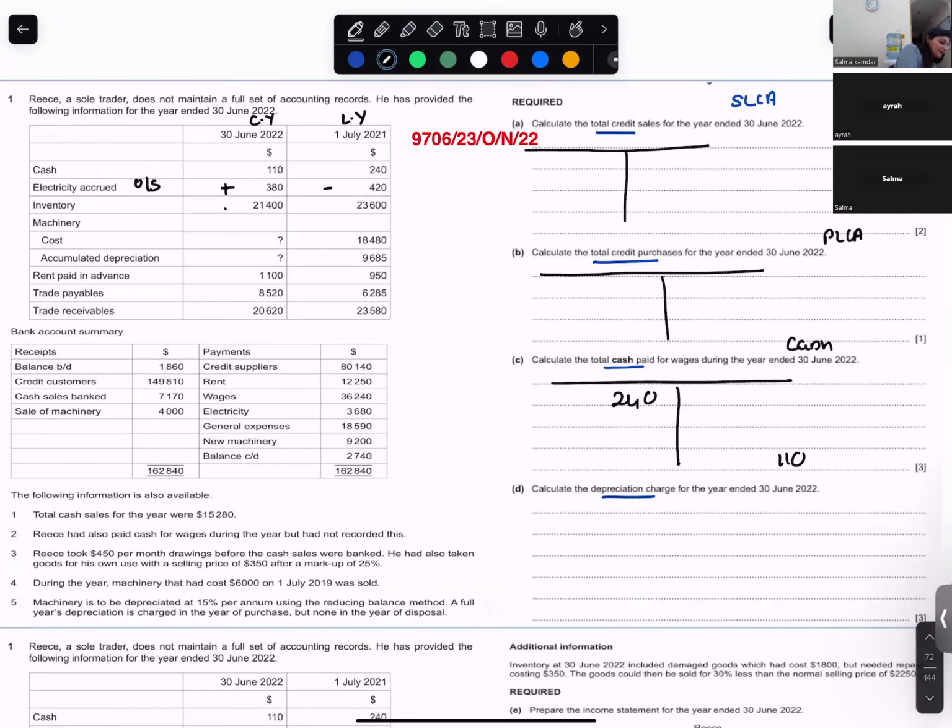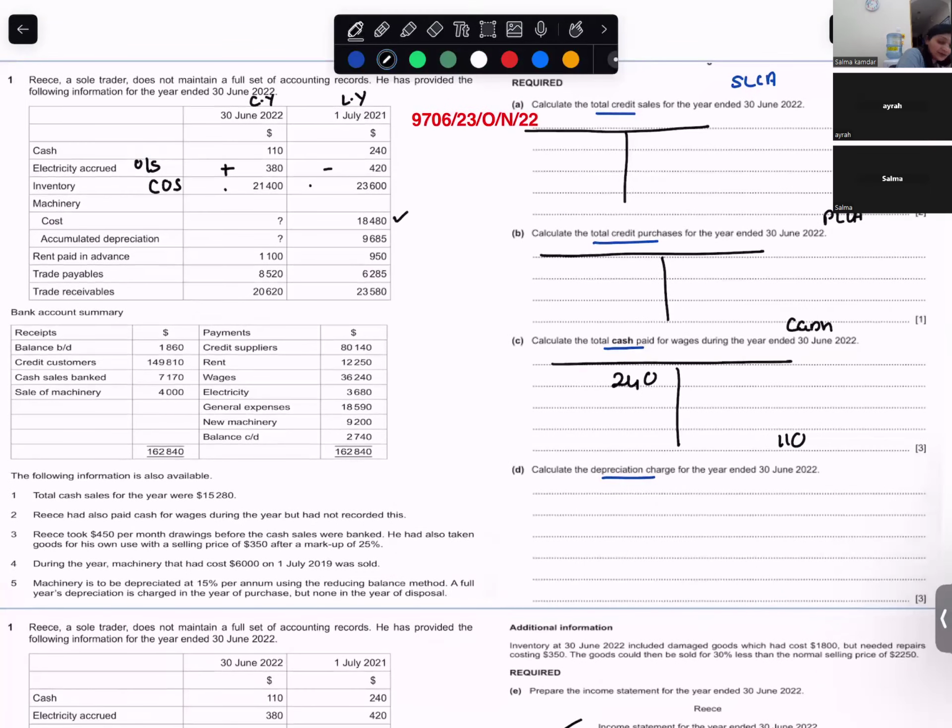Opening and closing inventory will be used to find out what? The cost of sales. Okay. Machinery. You have the opening value of the machinery, the cost of it. You have the accumulated depreciation. I'm just noting it because I don't know the method of depreciation right now. Rent paid in advance. Prepaid. So at the beginning of the year, it will be added. For the current year, it is minus, and for the last year, it is add.